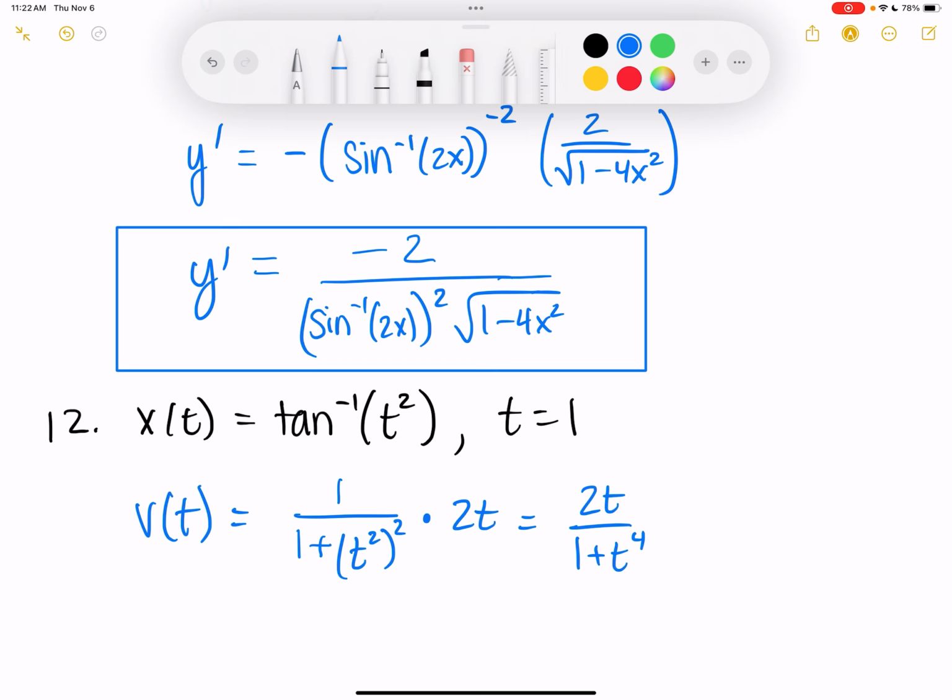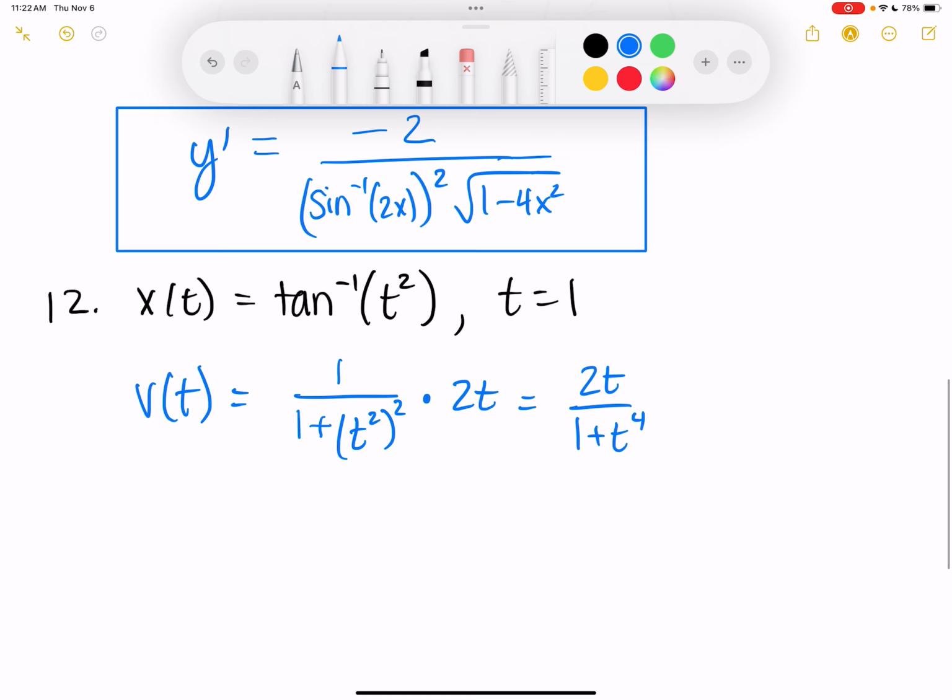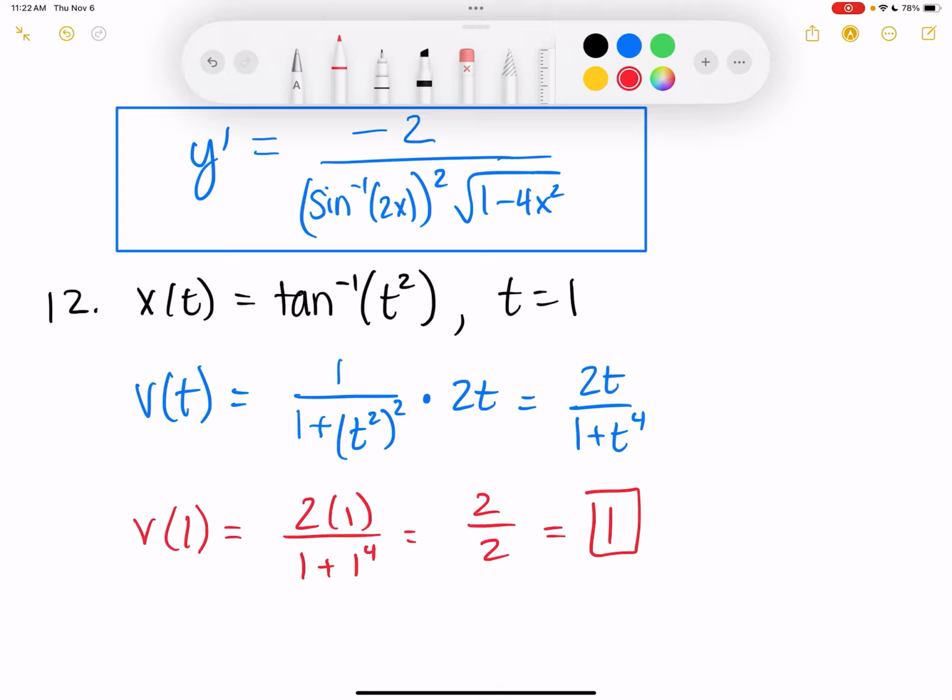So that's the velocity function, and then evaluated at t equals 1. I'm going to do v of 1 is 2 times 1 over 1 plus 1 to the 4th. So that just ends up being 2 over 2, which ends up just being 1. Not anything too crazy on those ones. My least favorite ones are secant and cosecant because they're just a lot more involved than everything else.